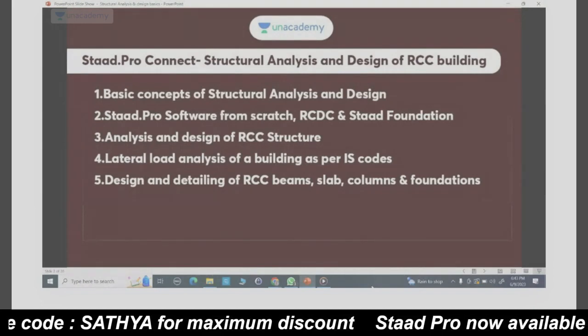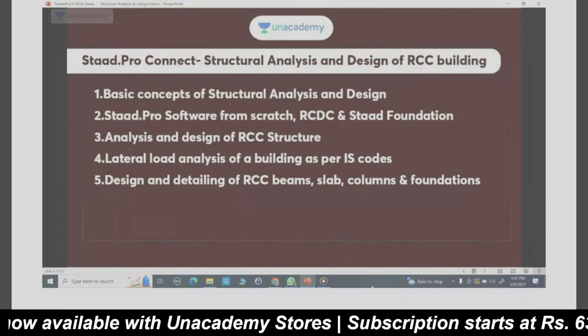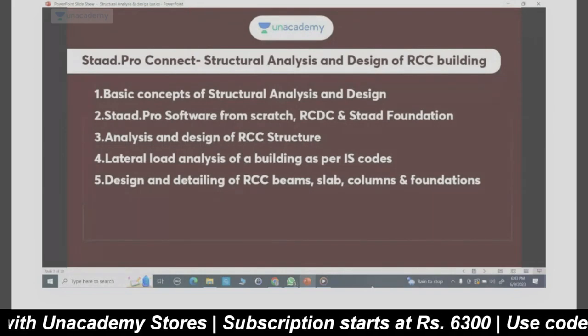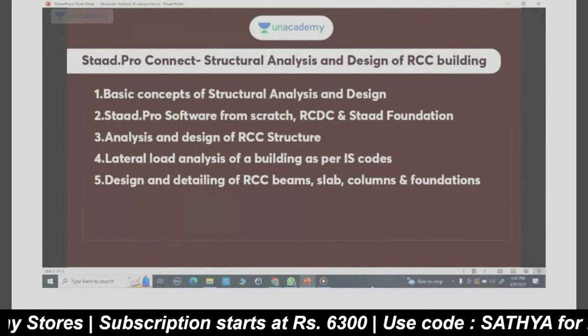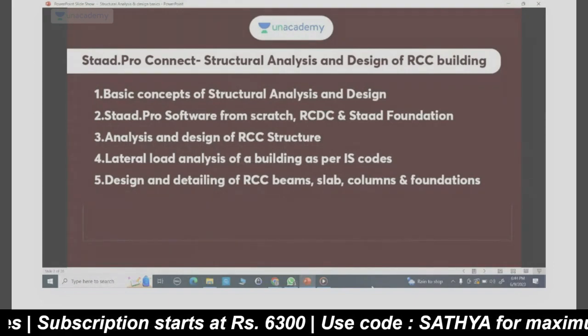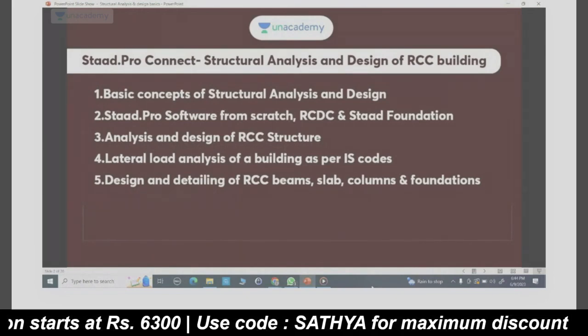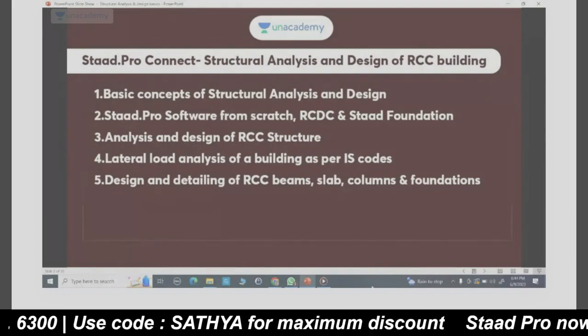Lateral load analysis, this is a very important one. Lateral load analysis means the earthquake design and earthquake analysis, and then wind load analysis will come under this. That we will do as per IS codes and standards. And finally, we'll do the detailing of the structural members, beam, slab, columns and foundations. This is the overview of the course.